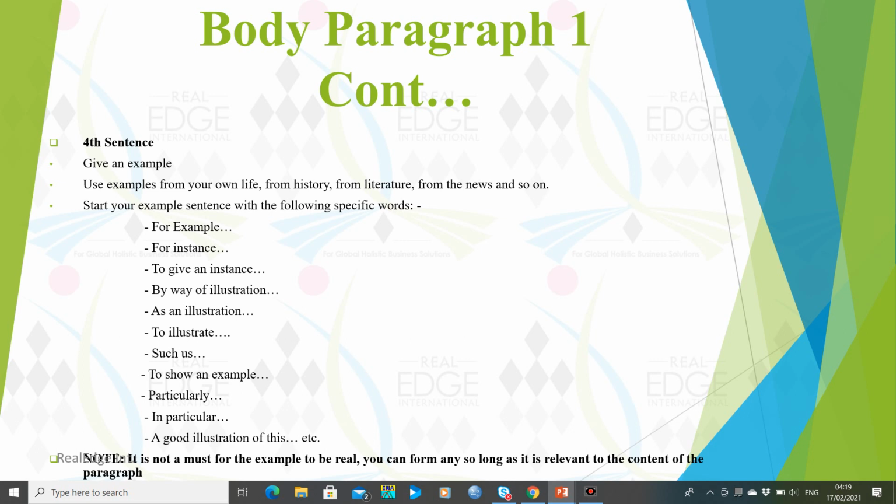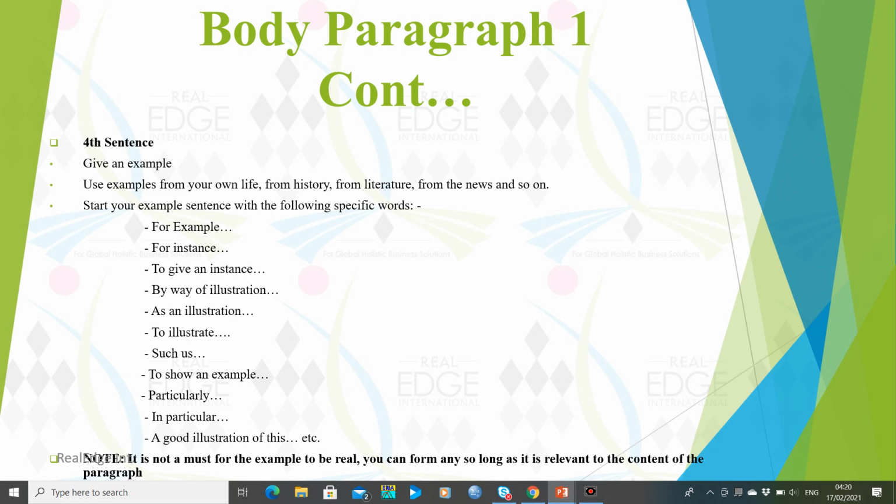Now, the fourth sentence is whereby you give an example. And when giving an example, use examples from your own life, from history, from literature, from the news, and so on. So, start your example sentence with the following specific linking words: For example, or for instance, or to give an instance, or by way of illustration. So the list is endless. You can pick any of those linking words and use them when stating your example.